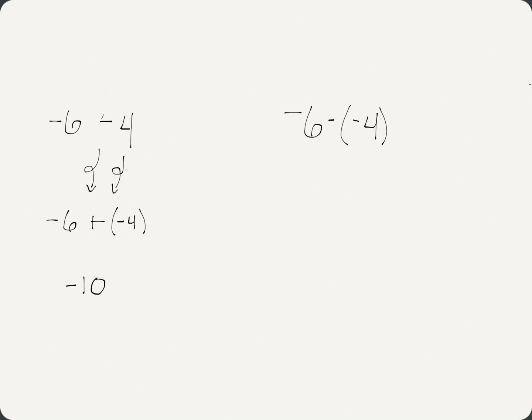Okay? The negative team got 6 points, and the negative team got 4 points. The negative team wins with 10 points. Now what I want to show you is, if that was 6 minus 4, or I'm sorry, negative 6 minus 4, this is negative 6 minus negative 4.